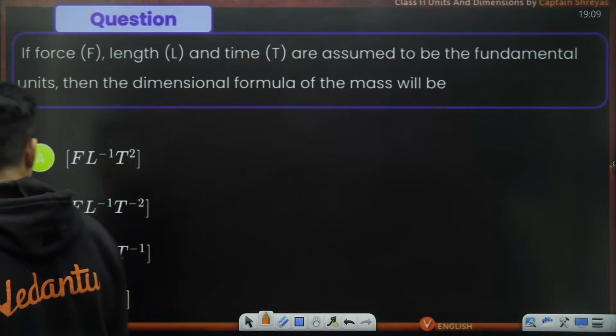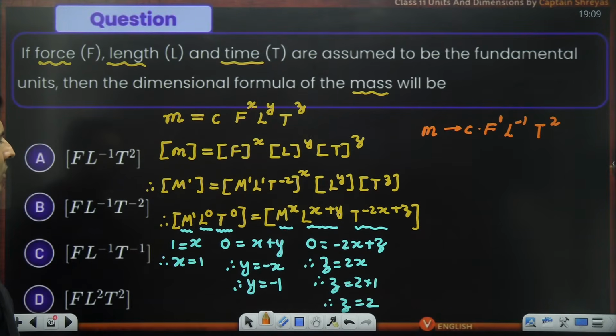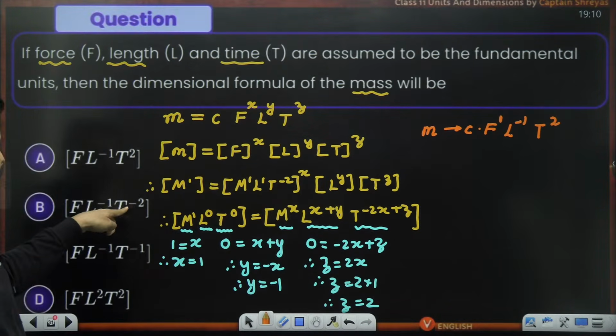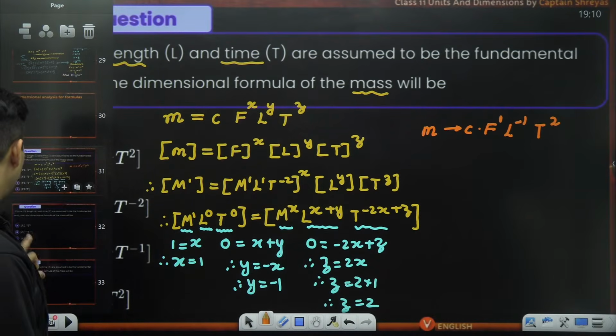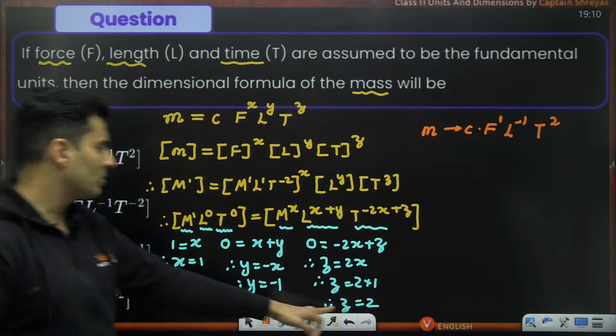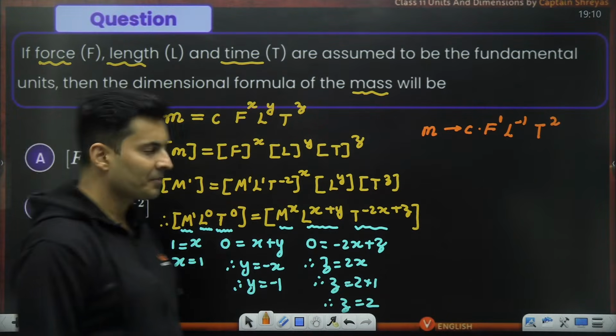Not B. Not minus 2, guys. Just see it, it was plus 2. z was plus 2. If you make a silly mistake, you will get this option. Be very, very careful. It is not negative 2, it is plus 2. z was plus 2, not minus 2.